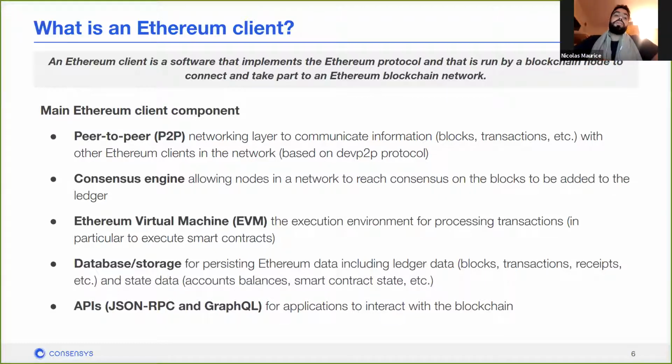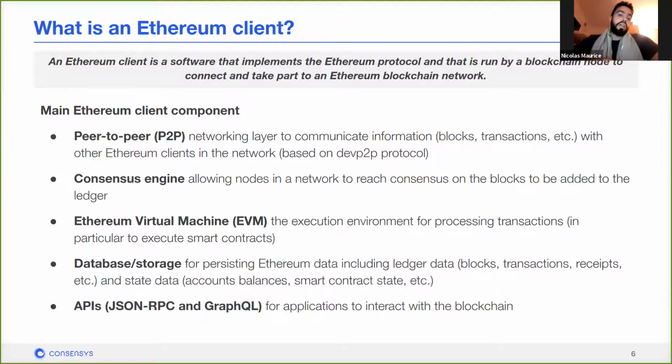The third main piece is the Ethereum virtual machine, or the EVM. So this is the execution environment for processing transactions, in particular to execute the smart contracts. So it's the runtime of our blockchain, and it allows us to execute the code of our smart contracts. And when we are executing this code, we are able to interact and interface with the underlying storage of the blockchain node, so to modify the storage.